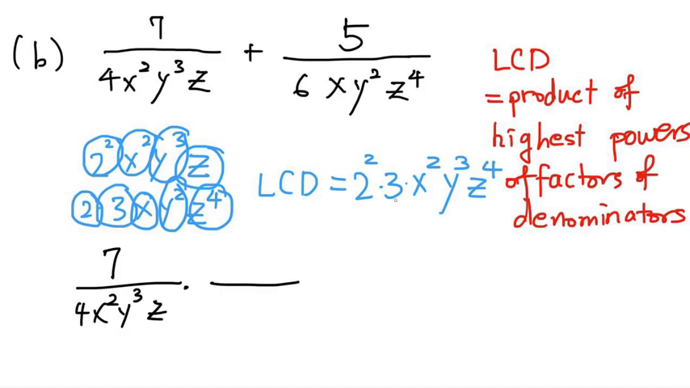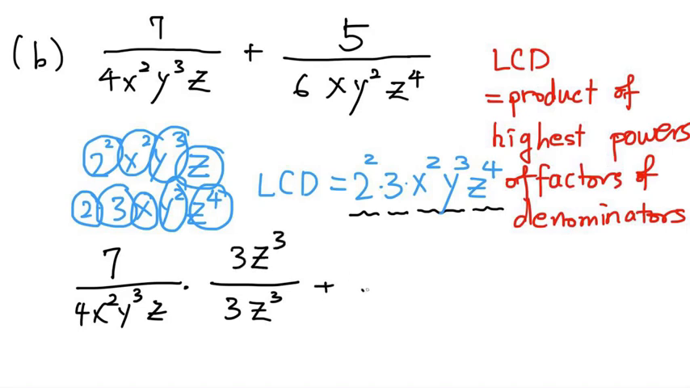So we need 2 squared. 4 is 2 squared, so it's already there. What we are missing is 3. We need a factor of 3 here. And x squared and y cubed are already in the denominator, so we don't need them here. But if you look at z to the 4th, we have only one factor of z in the denominator, so we need 3 more factors of z to make 4 factors of z. Now put the same thing on the numerator.